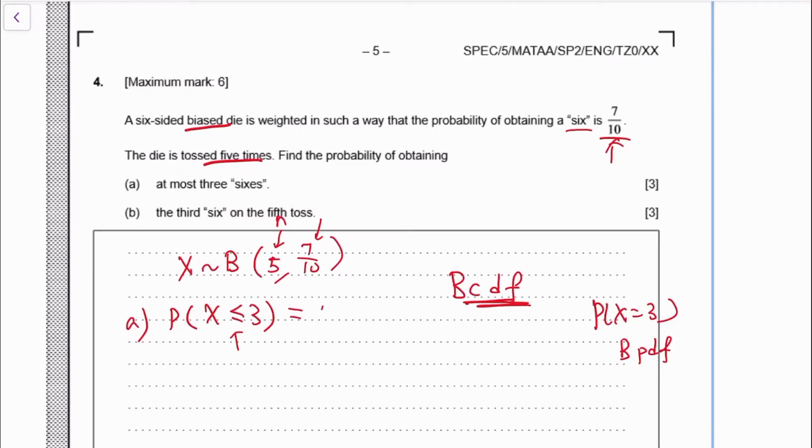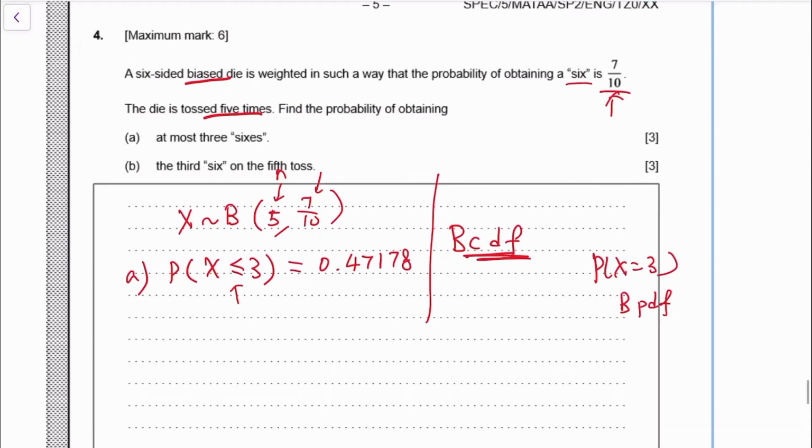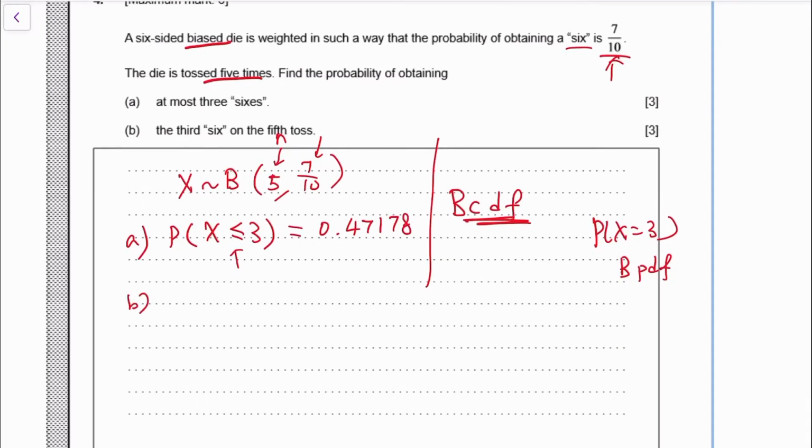Okay, you should get 0.47178. Okay. If the question doesn't specify, you can write more than 3 sig figs. You wouldn't be penalized unless they say specifically how many.